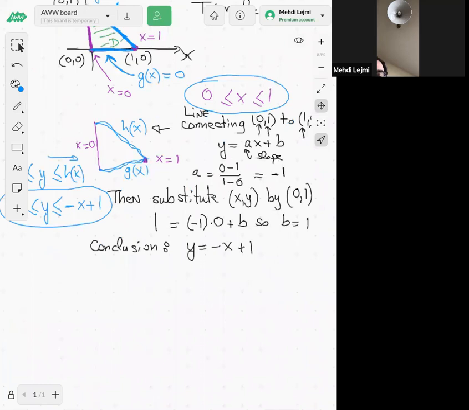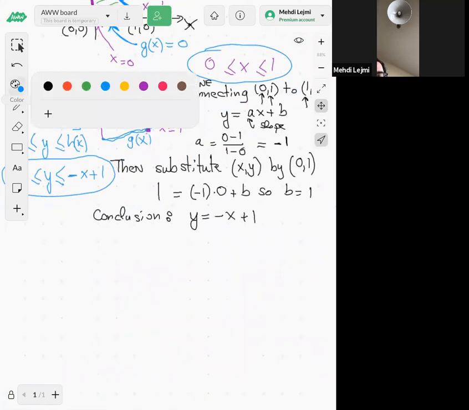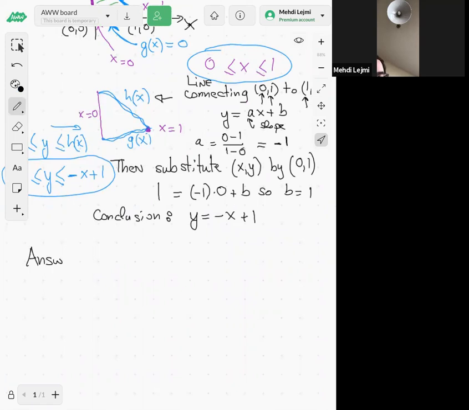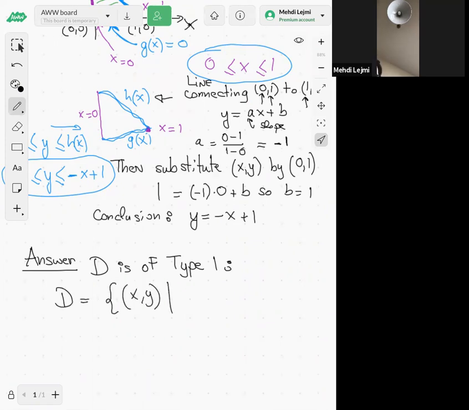So to answer the question, the interior of this triangle is a type 1 region. We can write D as the set of the points x, y such that x is between 0 and 1, and y is between 0 and minus x plus 1.